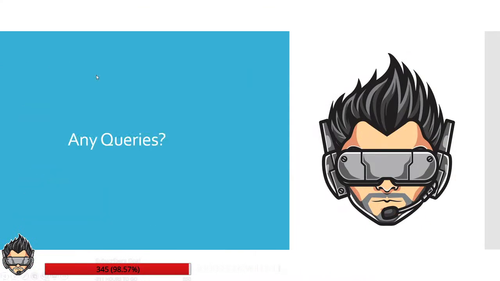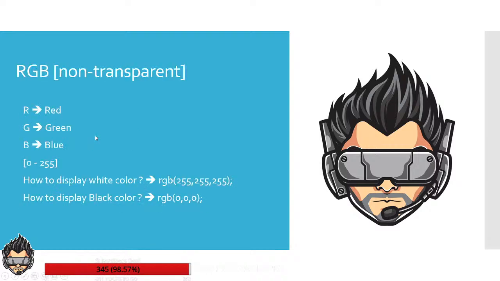Before I go back to the second concept, I would like to know if there are any queries so far. If there are any queries, please do let me know, and I will for sure see if there are any queries and I can solve them right away. Assuming that there are no more queries at the moment, we jump to the next concept, which is called RGB.